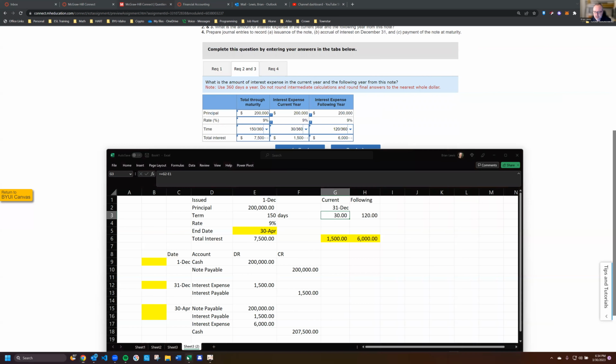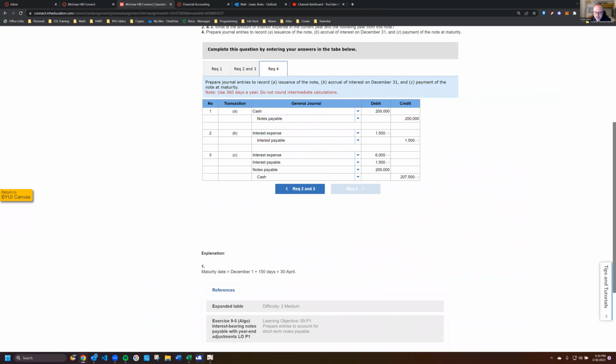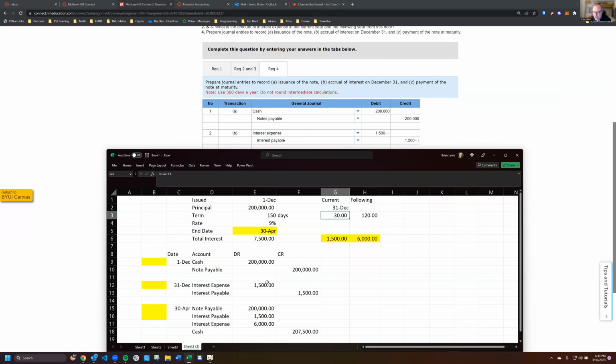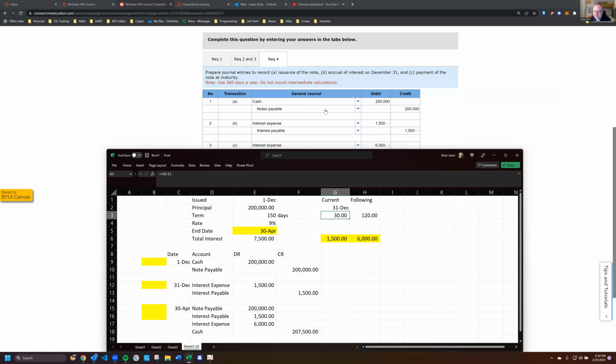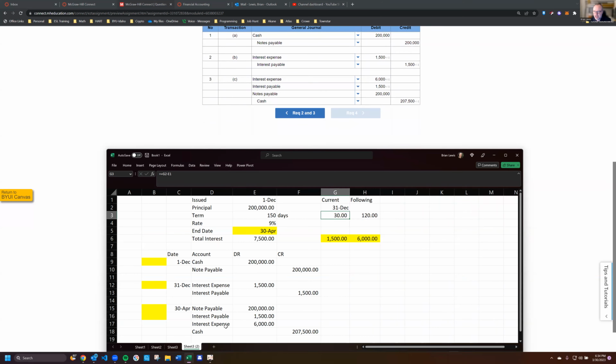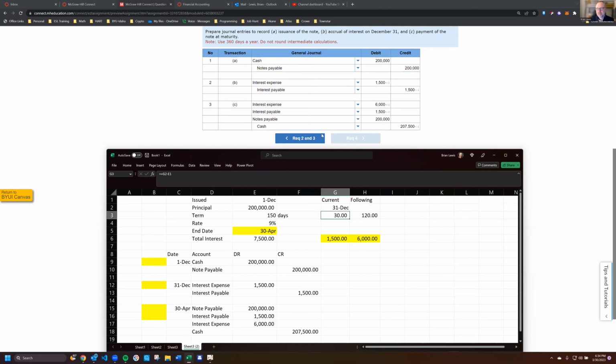And then the next one, how'd we do? So through maturity, we got that all right. Current year, 1,500. Following year expense is 6,000. Perfect. And then on the requirement 4, you got the 200, the 200, the 15, the 15, interest expense, interest payable, interest expense, interest payable, notes payable, and then the 207 from cash. All right. Perfect. And we're moving right along. Okay. So let's go to the next one.